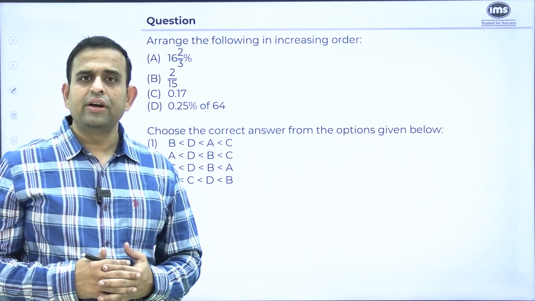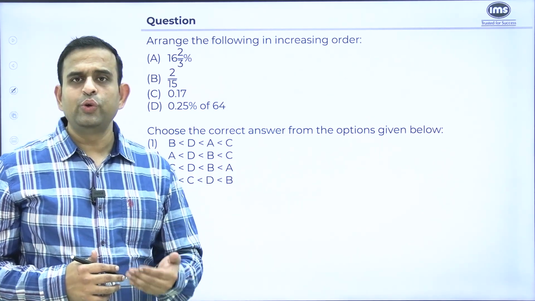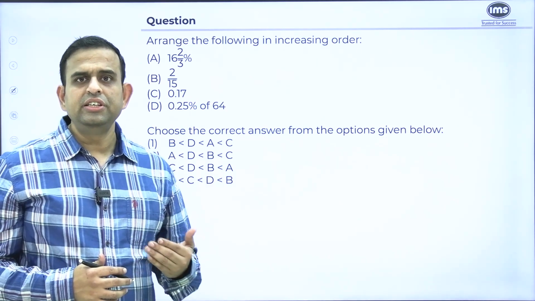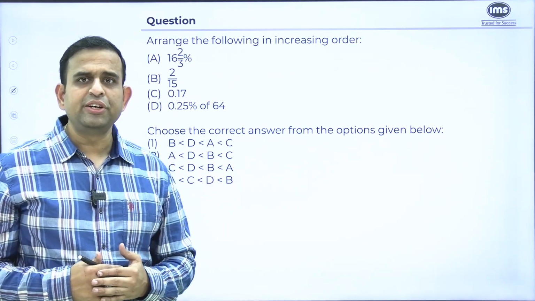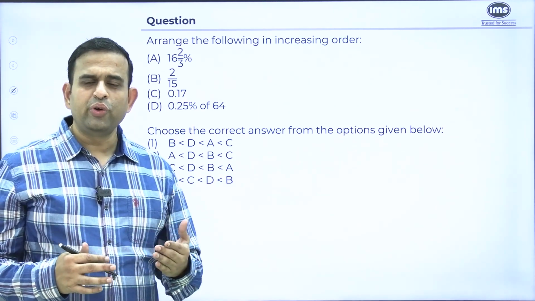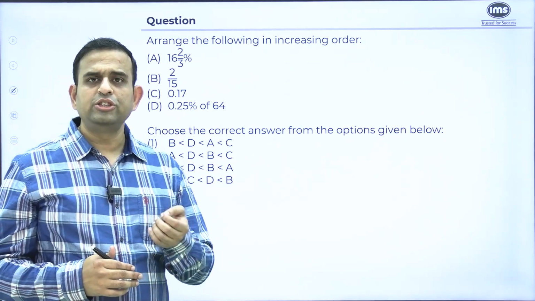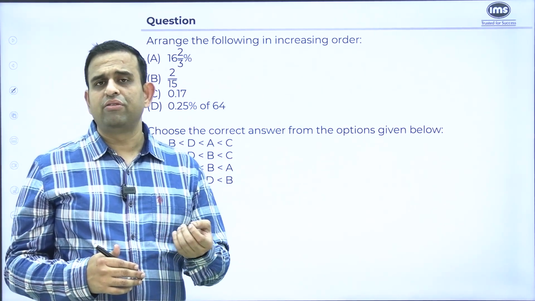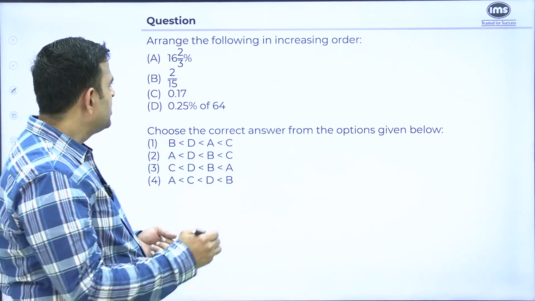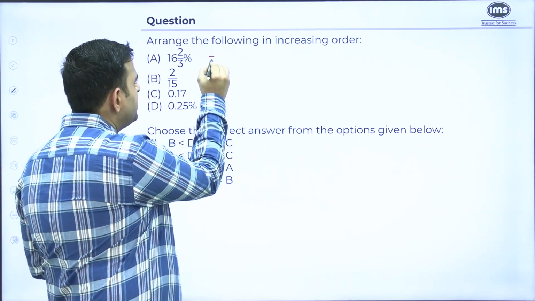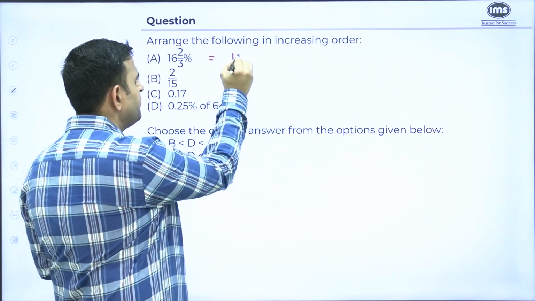If you look over here, they have given you A as 16 2/3 percent, B as 2 by 15, C as 0.17, and D as 0.25% of the number 64. So you can choose to write every number in the form of a decimal, or in a percentage format. In this scenario, the first term, represented as a percentage, will be 16.66%.